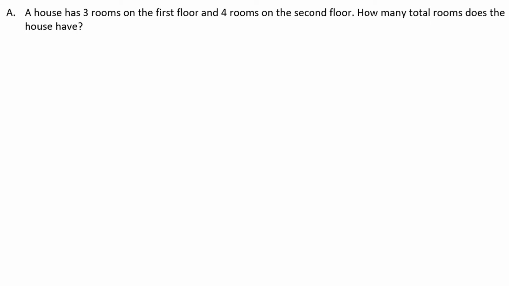A good mathematician always reads it twice, so let's read again. A house has 3 rooms on the first floor and 4 rooms on the second floor. How many total rooms does the house have? If I'm just reading this, I see the numbers 3 and 4, so 3 times 4 could represent it, but I won't know for sure until I've drawn my picture and written my number sentence.